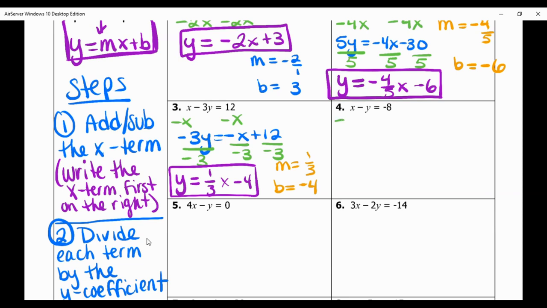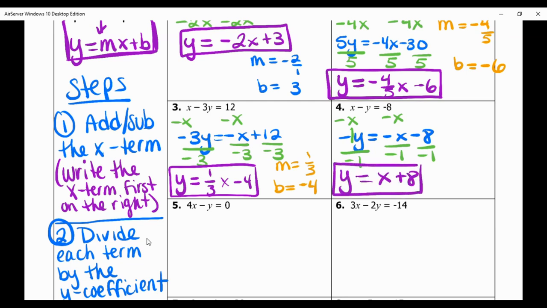Number 4, x is positive, so we'll start by subtracting it from both sides. We're left with negative y equals negative x minus 8. Now negative y, that's not solved for y just yet. Negative y, we think of negative 1 times y. So now we want to divide all three terms by negative 1. So we get y equals x plus 8. Making the slope 1 over 1. And the y-intercept is 8.